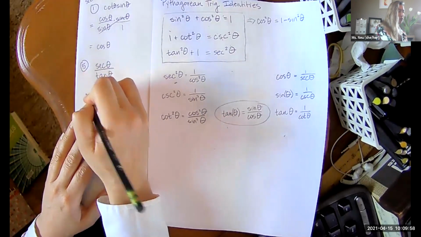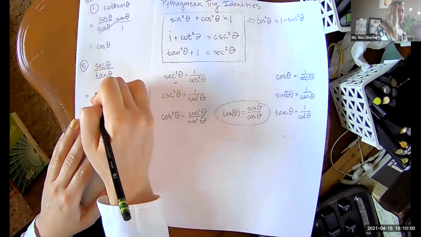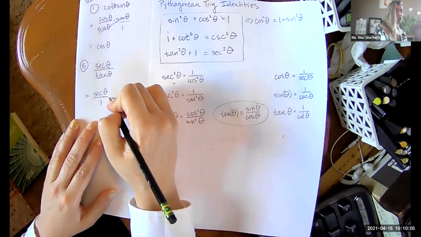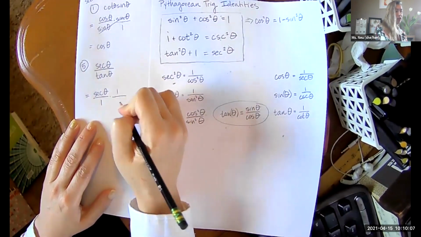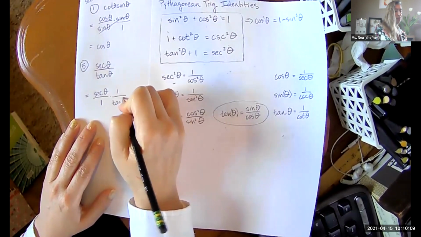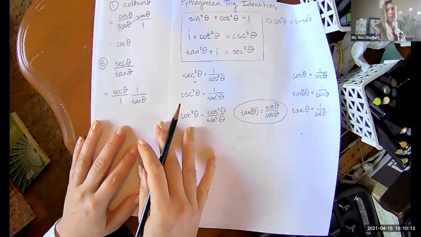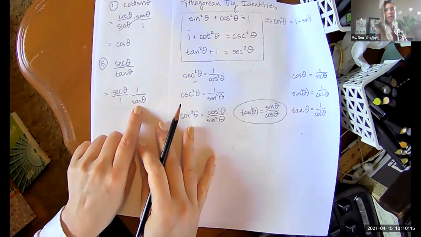I'm going to break these up. Secant theta is on top, so I'm going to put that over 1. Tangent theta is on the bottom, so I'm going to put that on the bottom. I'm just breaking these up separately so that I can see them a little bit, right? So now I'm going to rewrite tangent.